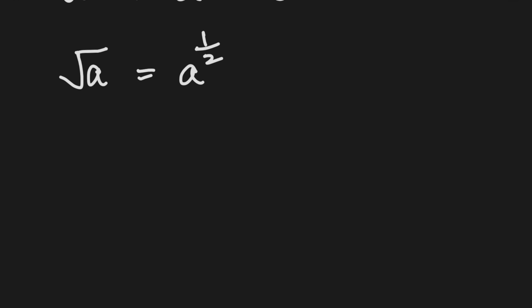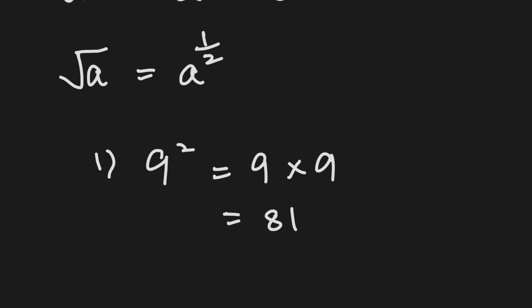So right now, when we want to calculate the square of a number, all we need to do is, say we want to find 9 squared. We can write 9 times 9, and we know that 9 times 9 is 81.